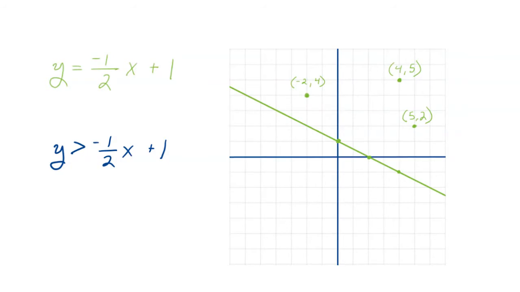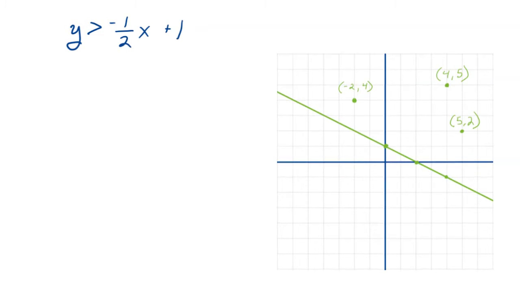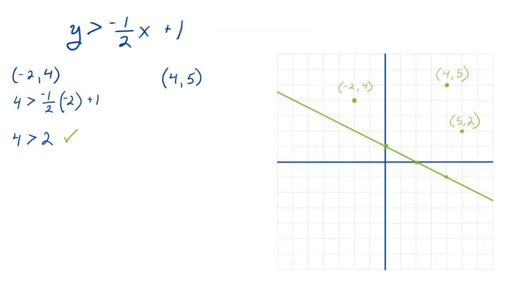We want to determine if the points above the line correspond to y is greater than negative 1/2 x plus 1. To determine if those points correspond to the inequality, we'll take each one of them and sub them into the inequality just to show that if one point proves true, that all the points will prove true. So we took negative 2 and 4. We subbed that in. We found that 4 is greater than 2, so that statement is true.